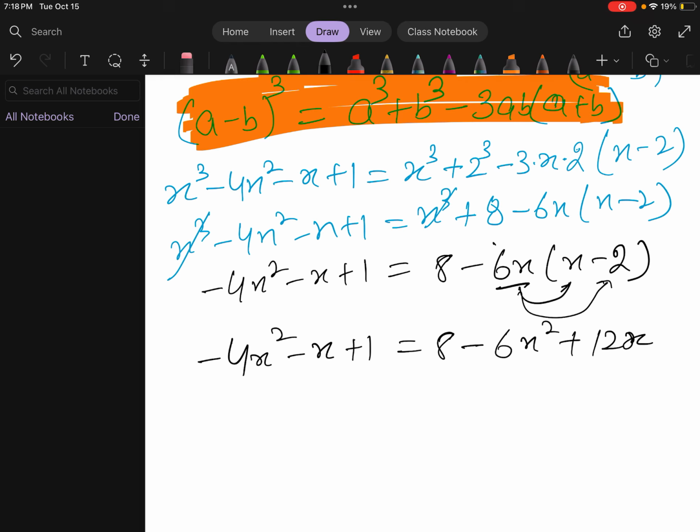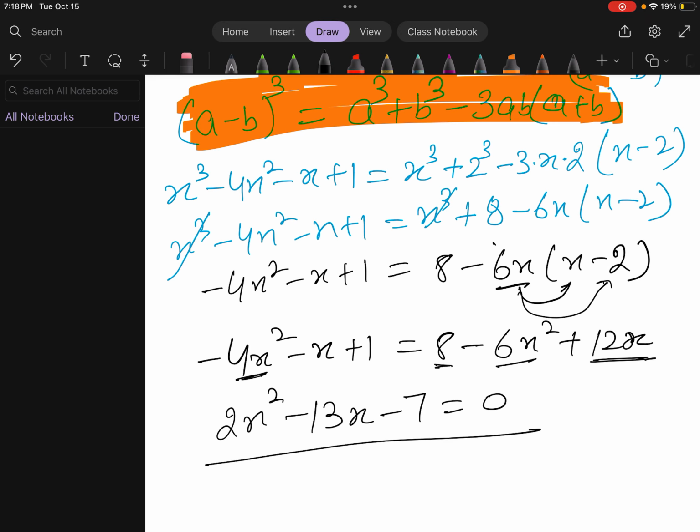12x. Okay, so we will bring this to the other side. So this is equal to minus x square, and this is plus, so the value here is 2x square. You will see this is plus, so when we go here, this is 13x, minus 7, is equal to 0.